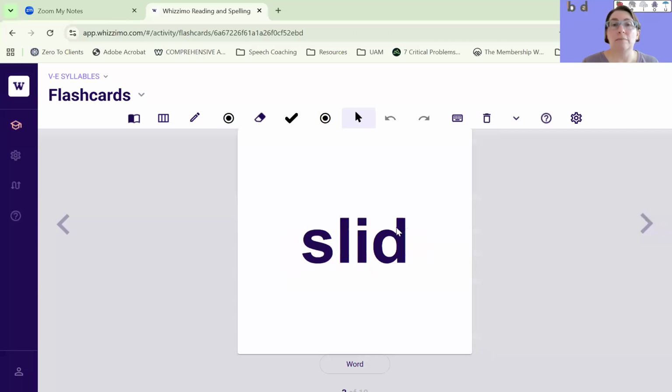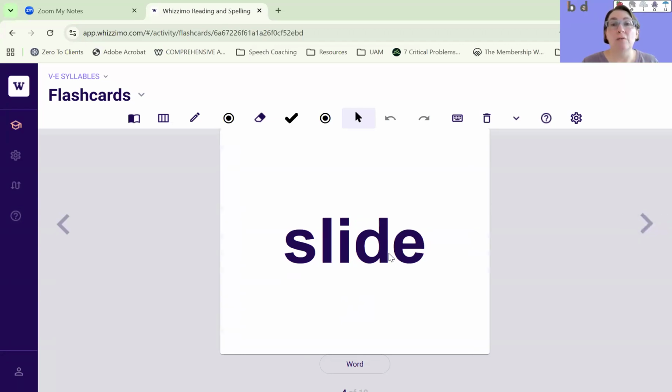All right, let's do that again. So here we have a closed syllable. One vowel, consonant after the vowel. So this vowel is going to represent I. Slid, slid. Okay, we're going to put an E on the end of this. We're going to turn this closed syllable into a vowel consonant E syllable. E jumps over to the vowel here, says, what's your name? My name is I. Slide, slide. VE syllable, long vowel sound.